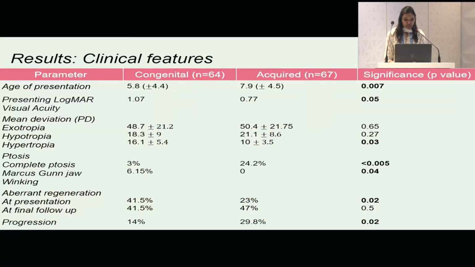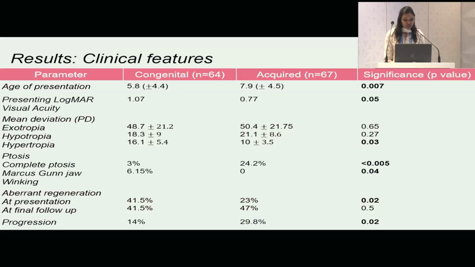And these were the results. 131 case files met the inclusion and exclusion criteria, and of these, 64 were seen to be congenital and 67 were diagnosed as acquired. On average, the congenital cases tended to present 2 years prior to the acquired onset cases, and they had a worse logMAR visual acuity, which could probably be attributed to dense amblyopia in these eyes. While the deviation and the motility limitation across the two groups were similar, there were some differences with regard to the severity of the ptosis, with complete ptosis being seen more often in the acquired causes. And there were some differences with regard to the aberrant regeneration prevalence at onset and at the final follow-up visit of these patients.